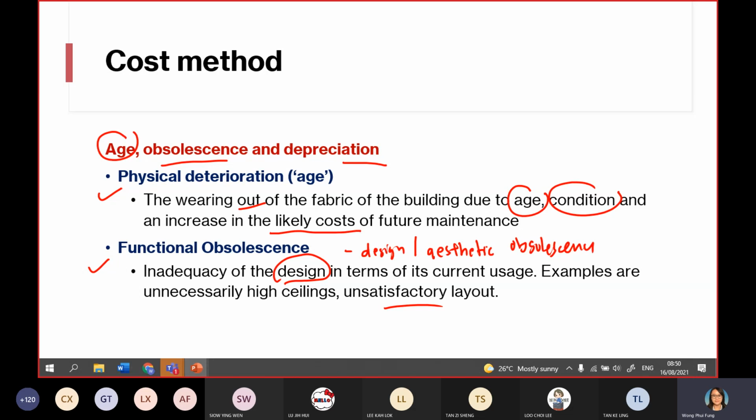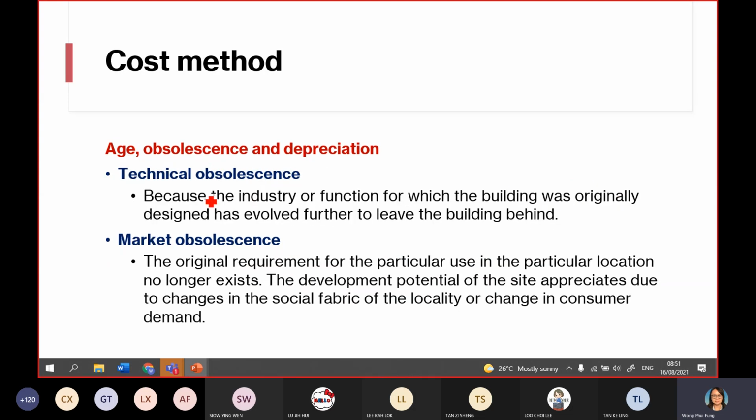For the old house, they still function, just that the design no longer satisfies the owner's need, not aligned to the current market pace already. That's why it affects the property value, because maybe the arrangement is not nice, the room size is not nice, and the toilet, as I mentioned, only 1 toilet, not enough. Okay, so that is under functional obsolescence, or sometimes we also call it design or aesthetic obsolescence, means the design is outdated already. The next is about technical obsolescence.